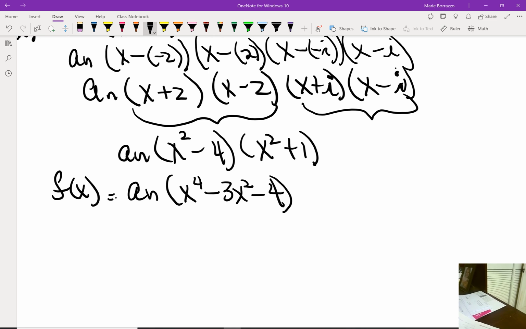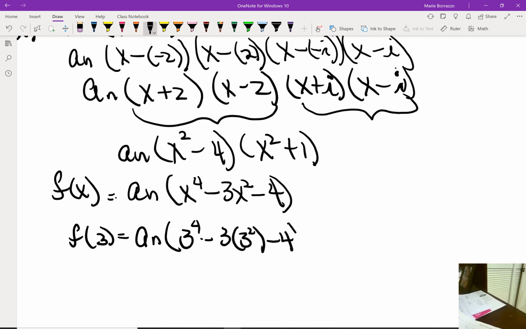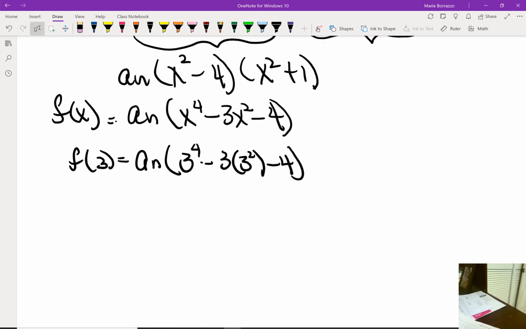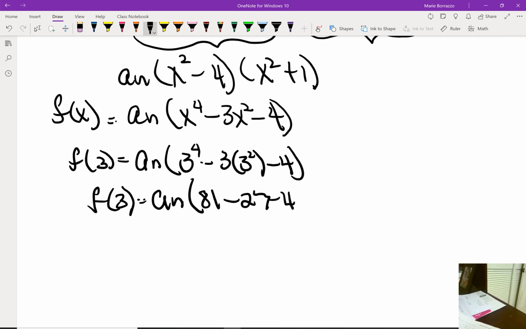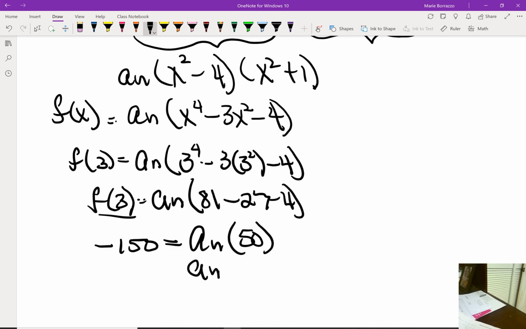but here's what we do know. We do know that this is really f of 3, which means a sub n, parentheses, 3 to the 4th minus 3 times 3 to the 2nd minus 4, which if I simplify this, this will be f of 3, which is equal to a sub n, parentheses 81 minus 27 minus 4. And according to our question, this was equivalent to a negative 150. So negative 150 is equal to a sub n times 50, which if I divide by 50 on both sides, that means a sub n is equal to negative 3.